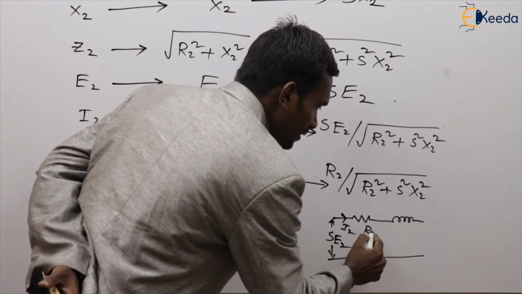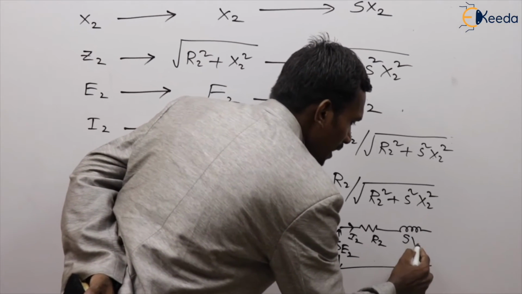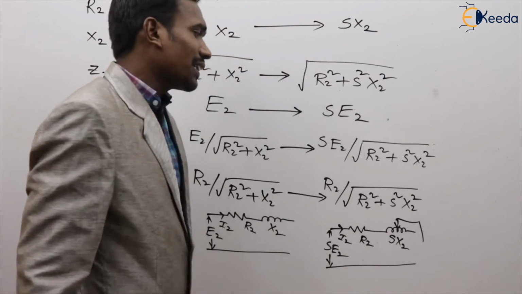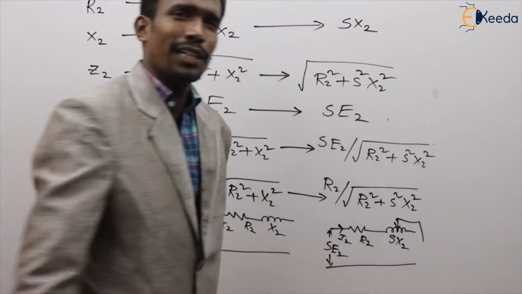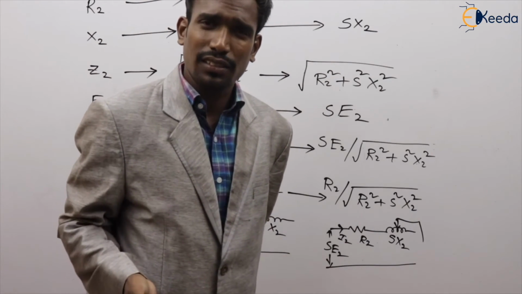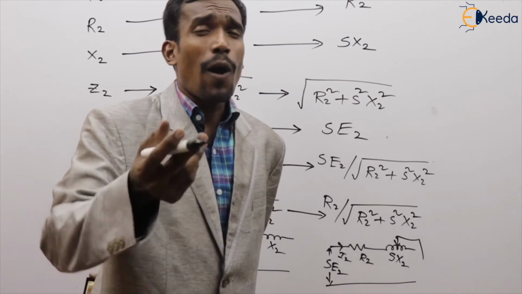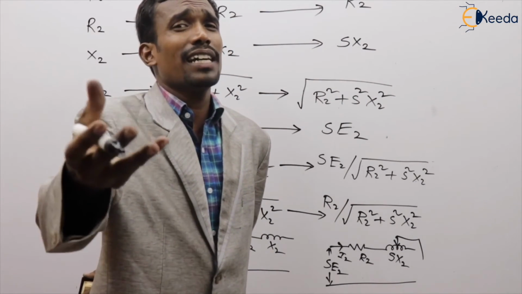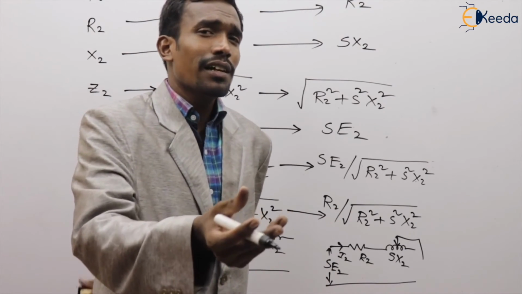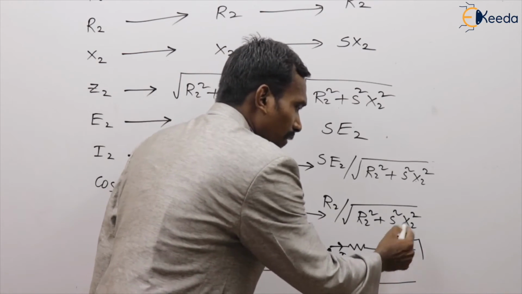My resistance is R2, but my reactance is S into X2. This is variable, not a fixed value, because when speed changes, slip automatically changes. Why does speed change? When load changes, speed changes. When speed changes, slip changes. When slip changes, reactance changes. That's why this is a variable value.